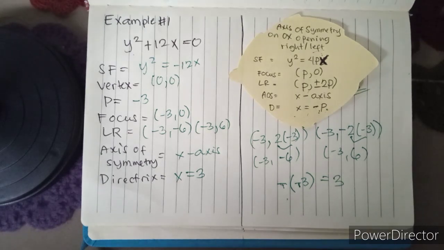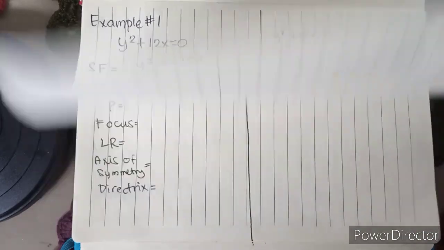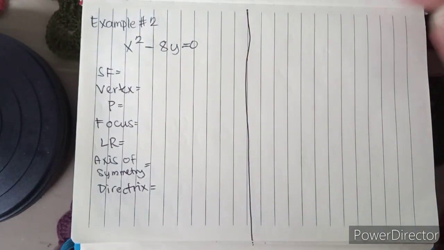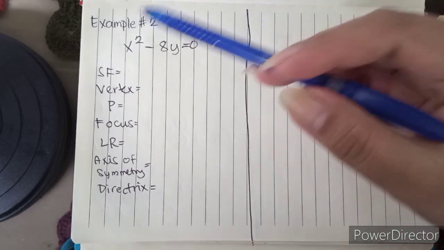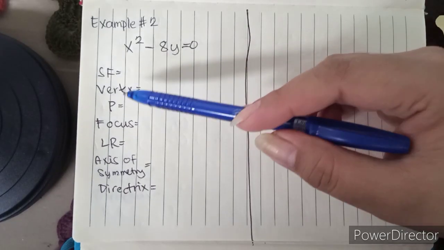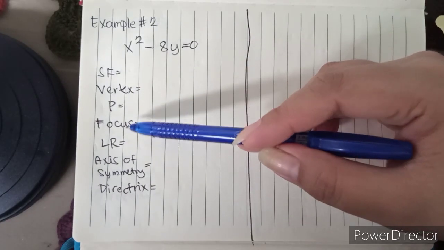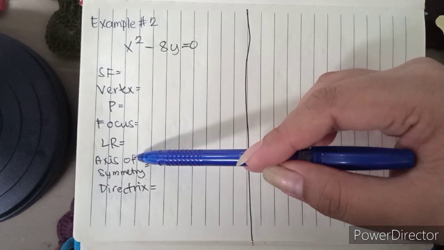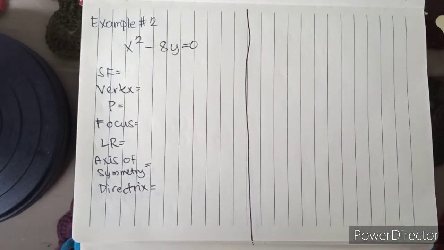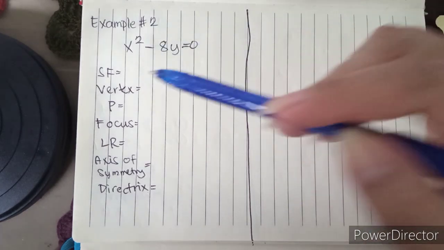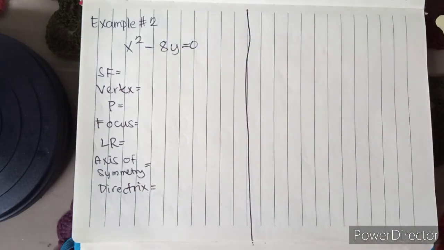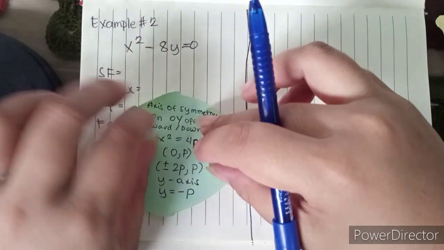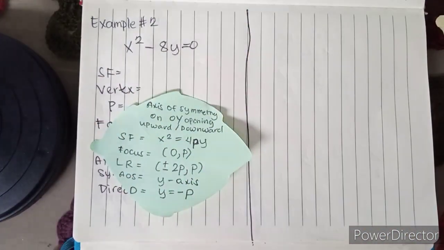Okay, so let's have another example. So, we have x squared minus 8y is equal to 0. So, we need to find the standard form, the vertex, the value of P, the focus, the latus rectum, axis of symmetry, and the directrix. Okay? So, ang gagamitin natin dito ay yung pang vertical kasi ang naka-squared natin ay x squared. Okay? So, ito yung gagamitin nating formula.